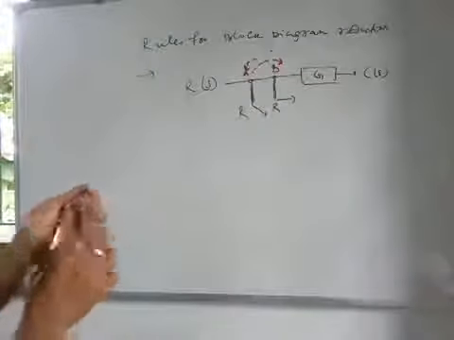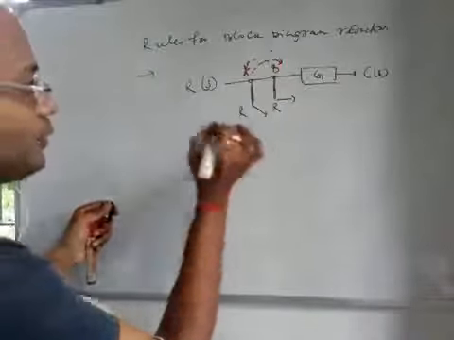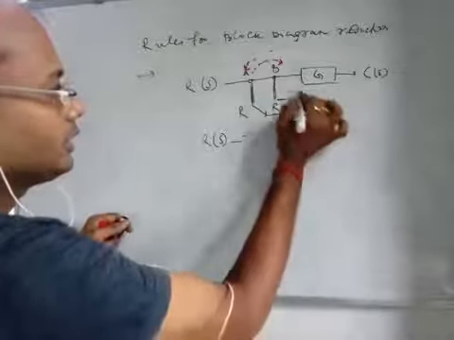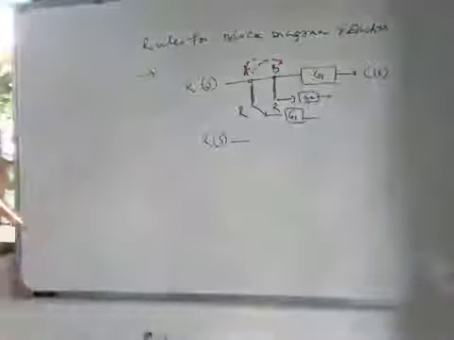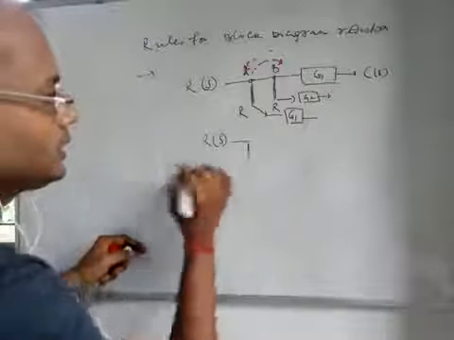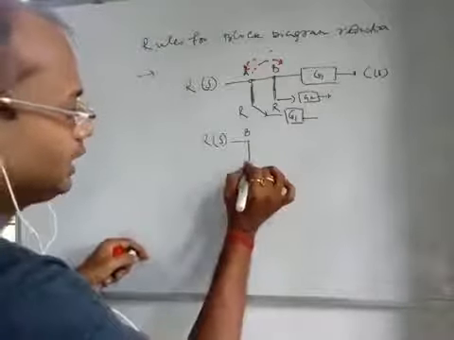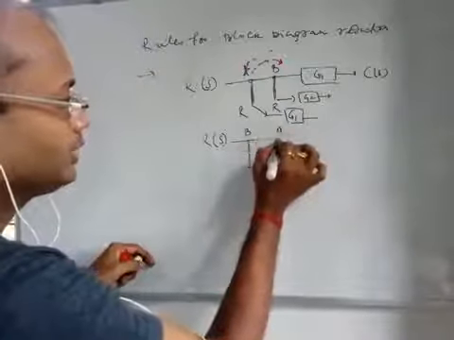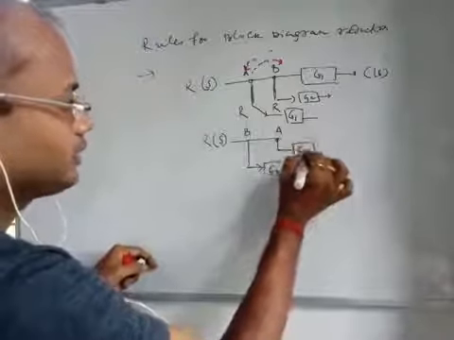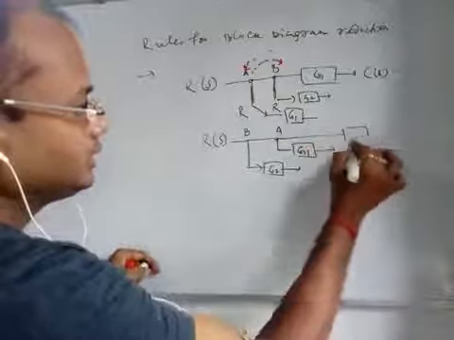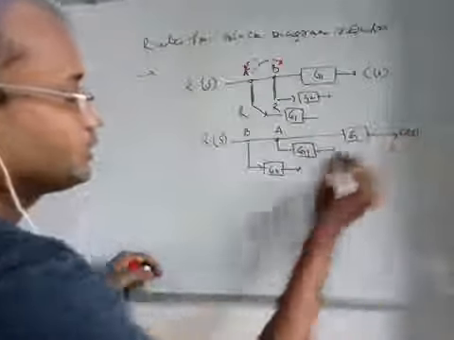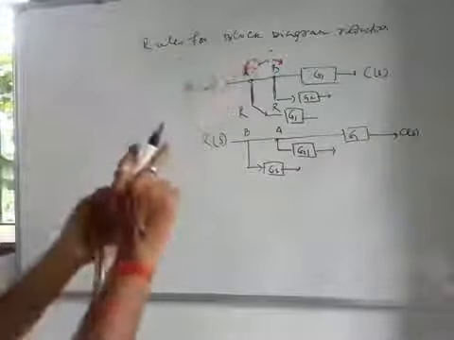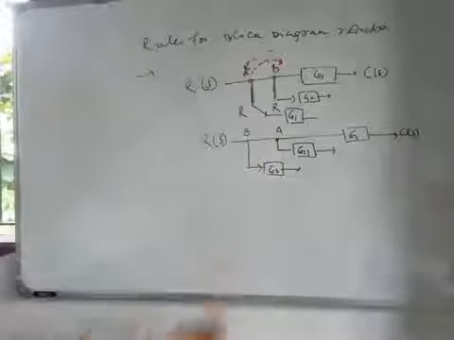So you can write it like this: R(s), maybe a G1 block, and this is the G2 block, right? So what we can do is shift this B point here with its gain G2, and the A point here with its gain G1, right? And this is your G. So this is where the takeoff points can be interchanged. Similarly, if there are two summing points, they can be interchanged.